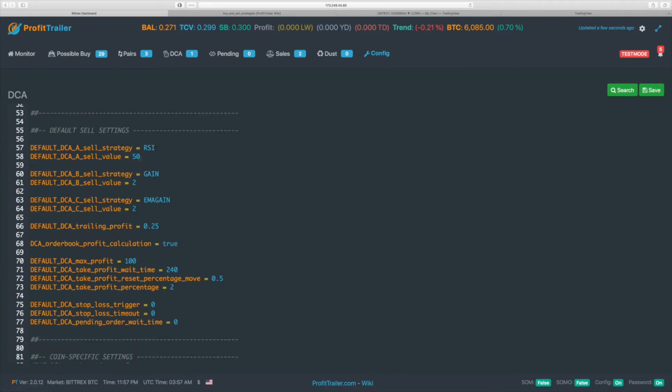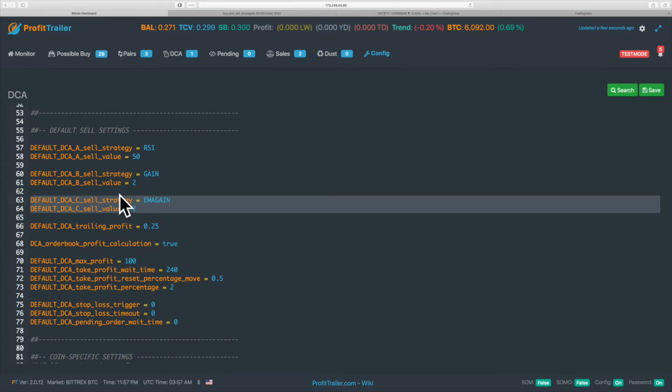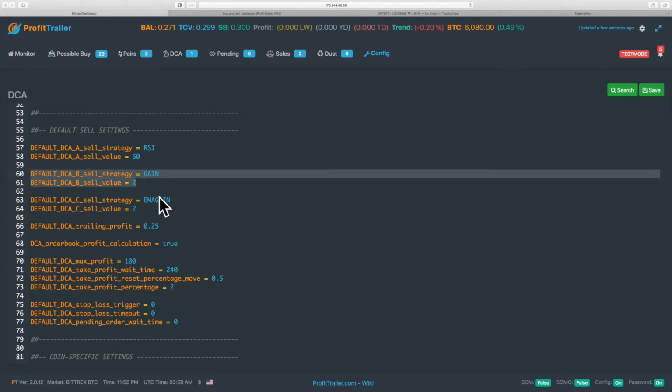And in my default sell settings, you'll notice I did loosen up the sell value on my RSI a little bit. Also notice my EMAGAIN: I set my sell value higher here than I did on my pairs, because if I'm allowing it to DCA and put more into it, I probably want to get a little bit more gain out of it. So I set that sell value a little bit higher on DCA. And my gain, I have lowered it here, mainly because I want to get the coin out a little bit quicker than I would from pairs.